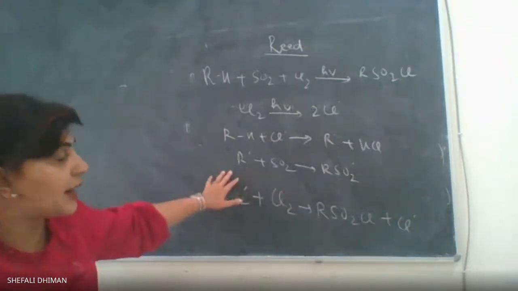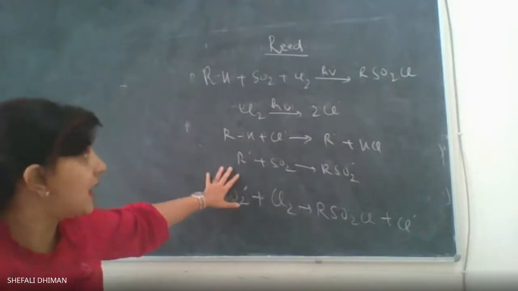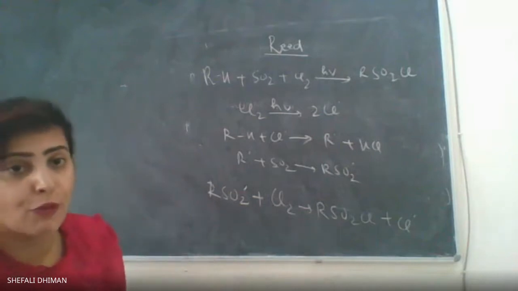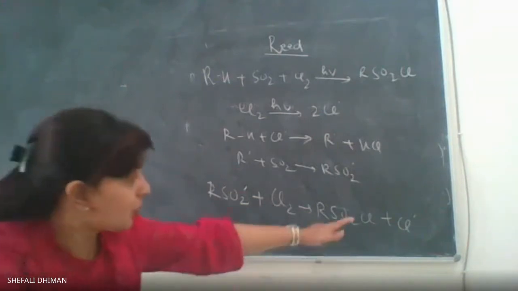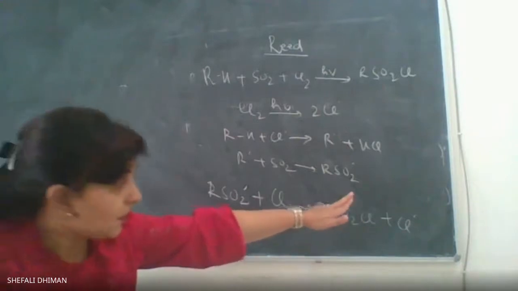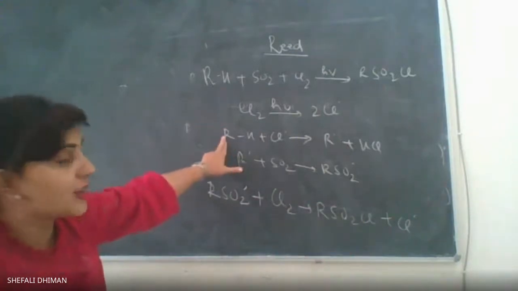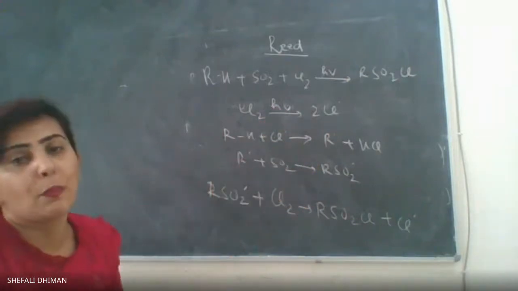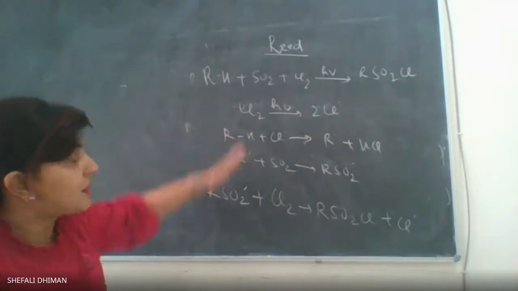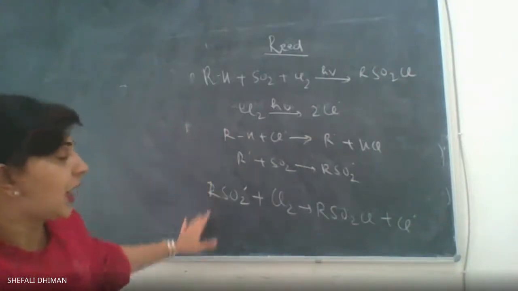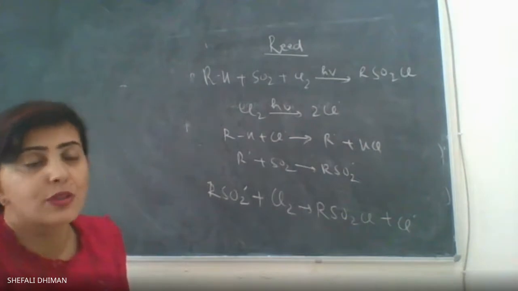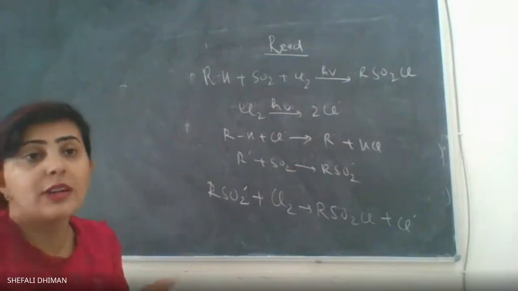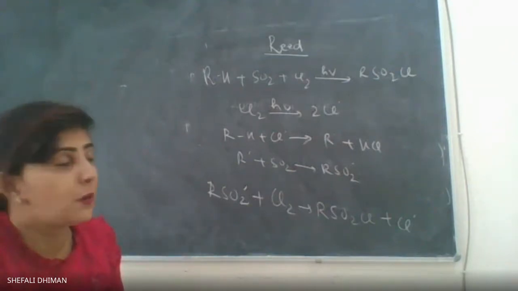This RSO2 radical formed in step number 3 reacts with chlorine to form the chlorosulfonated product along with the chlorine radical generated in the last step. This chlorine radical will again react with the alkane to form the alkyl radical and so on, continuing the propagation step. So the first step is the initiation, and steps number 2, 3, and 4 are propagation steps because they help in moving the reaction in the forward direction and forming the product.